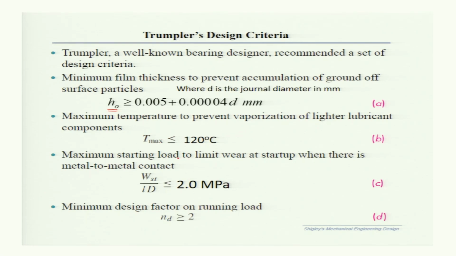The maximum starting load to limit wear at startup: we have seen that initially when you start running the journal, it climbs on the surface of the bearing, rolls on the surface of the bearing, and there will be metal to metal contact. So, the maximum starting load to limit wear at startup, when there is metal to metal contact, is given by W static divided by L D, where D is the journal diameter, and it should be less than or equal to 2.0 megapascal. And the minimum design factor, or factor of safety on running loads, will be greater than or equal to 2.